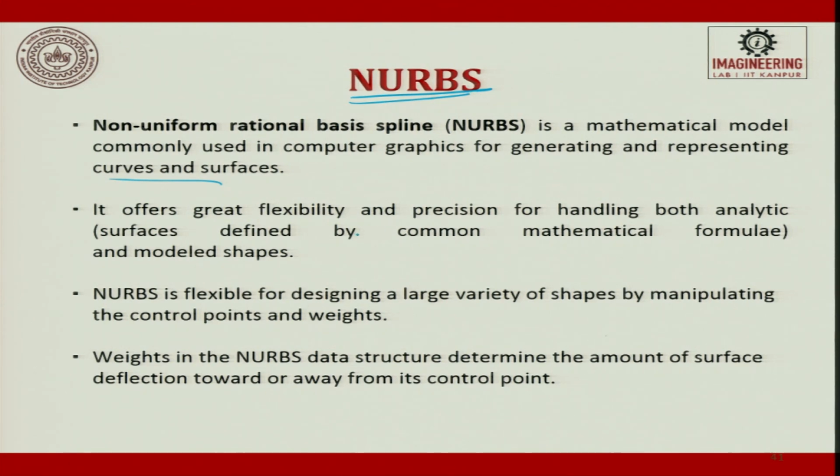NURBS offers greater flexibility and precision for handling both analytical and modeled shapes. NURBS is flexible for designers designing a large variety of shapes by manipulating the control points and the weightages. So, what is the difference here? With every control point you define a weightage. The weightage is multiplied with the parametric value t equal to 0 to 1, and then you tweak the curve as and when, at whichever place it is required.